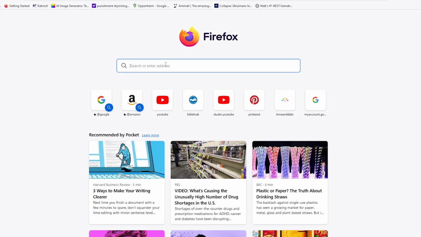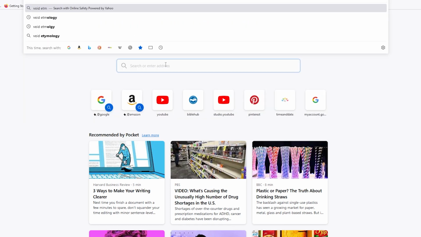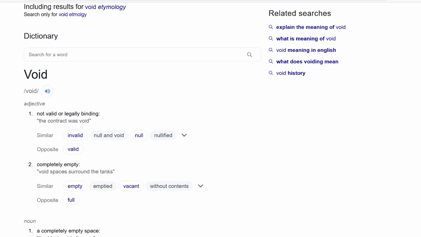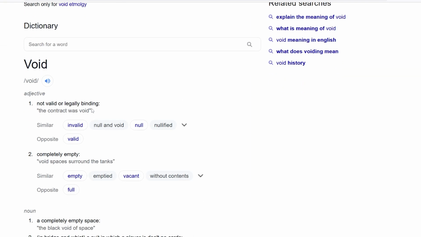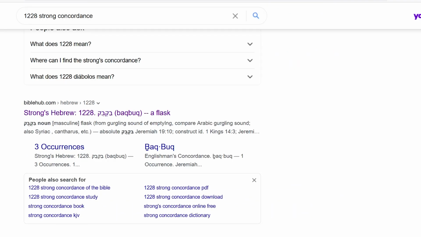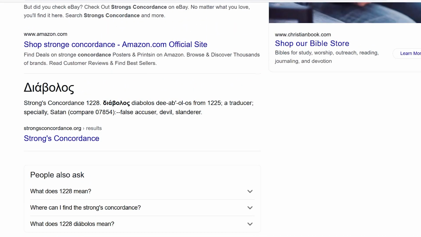All right, again. Okay, so void. Look at that definition: not valid, legally binding, completely empty, empty space. I don't know. That's a funny number for a flask. You know, like we're a vessel.